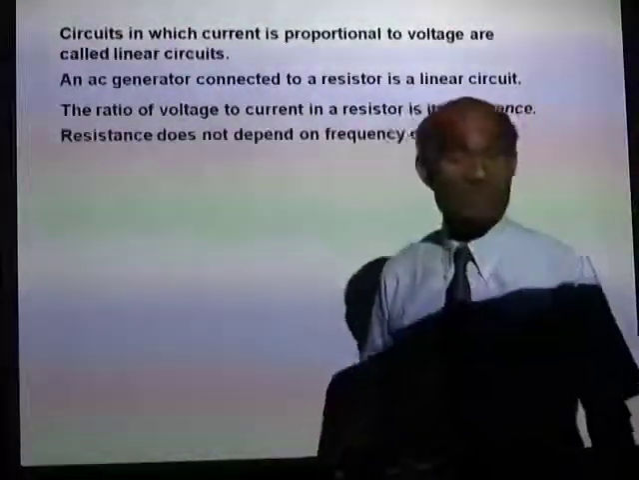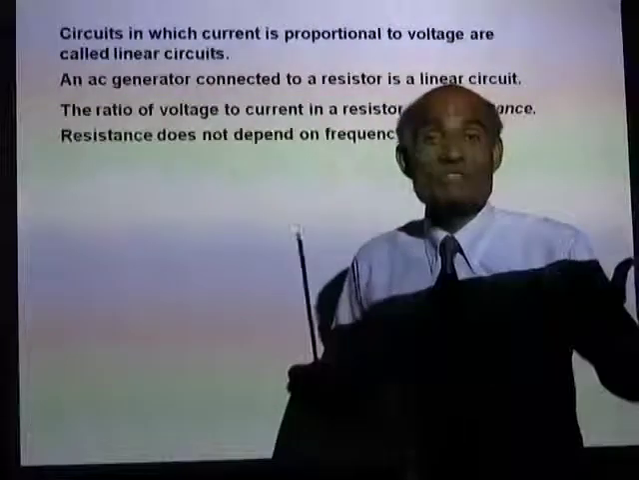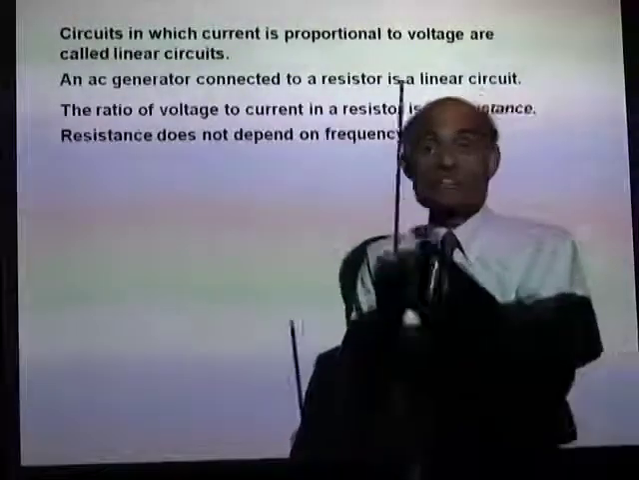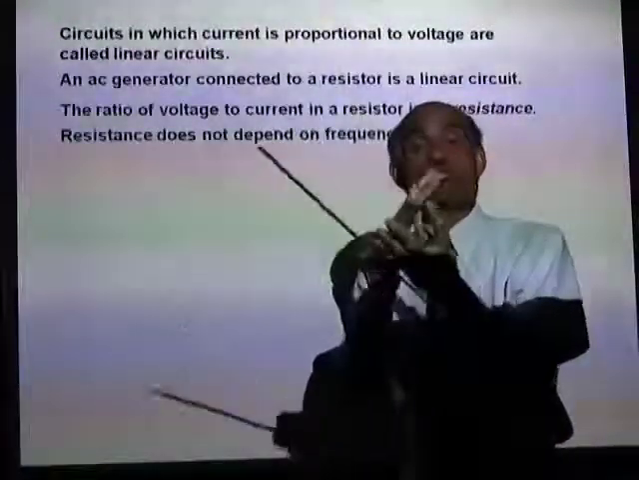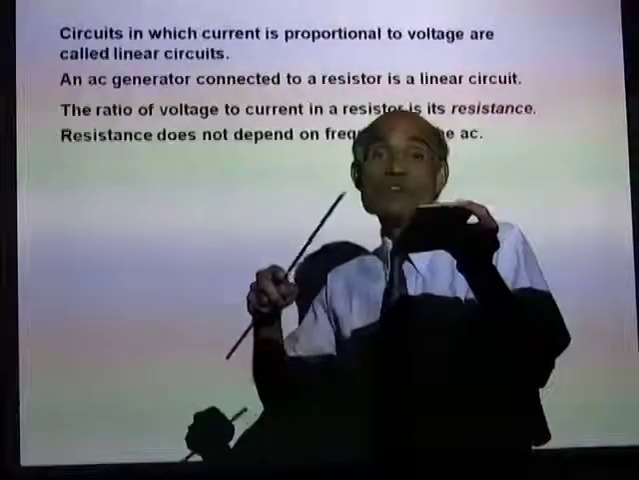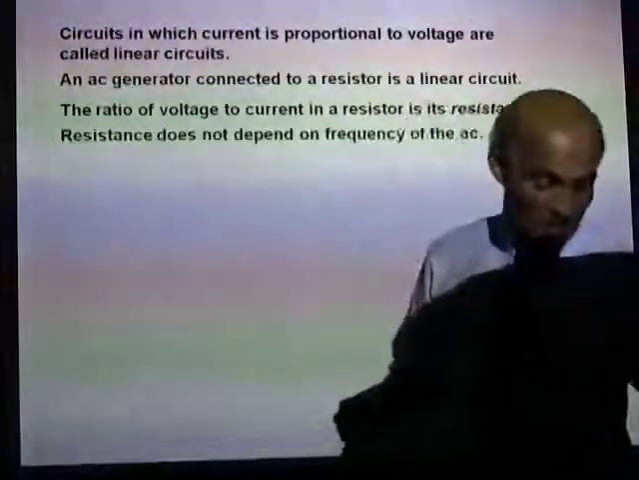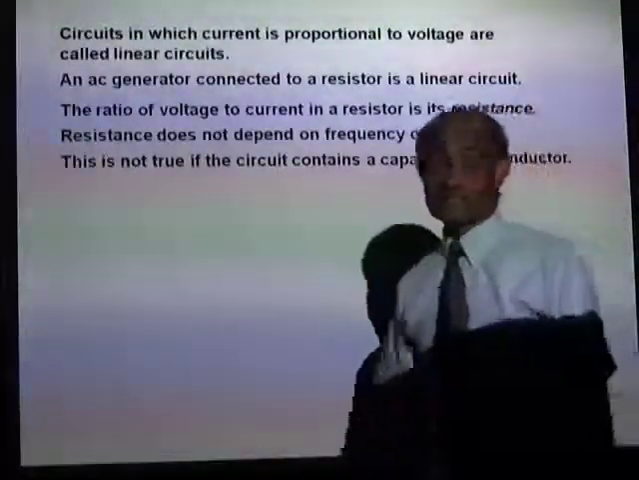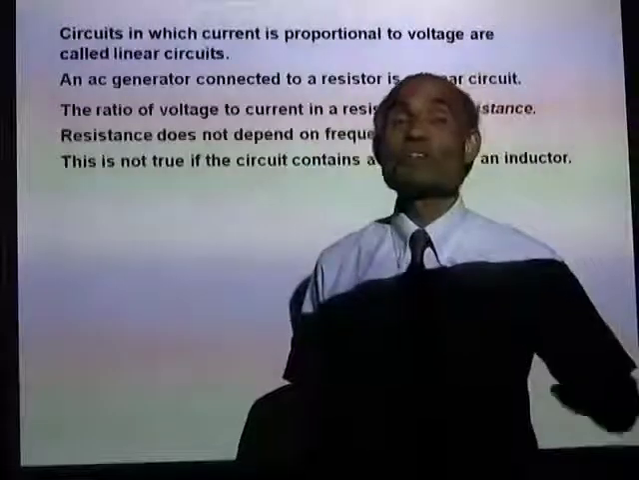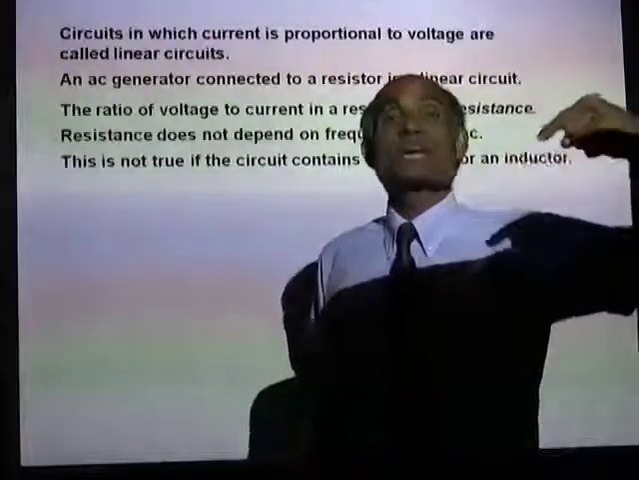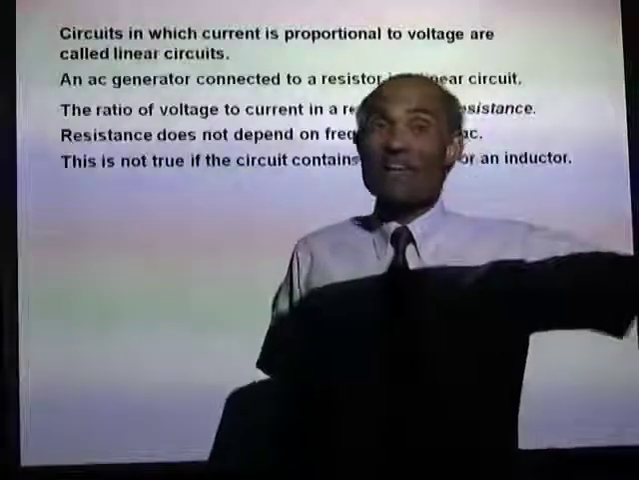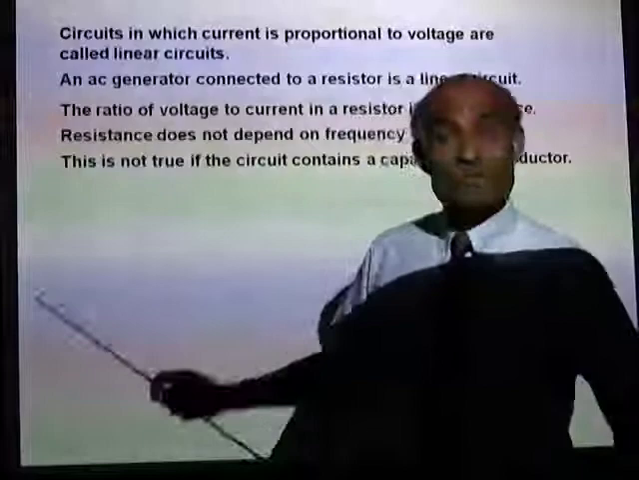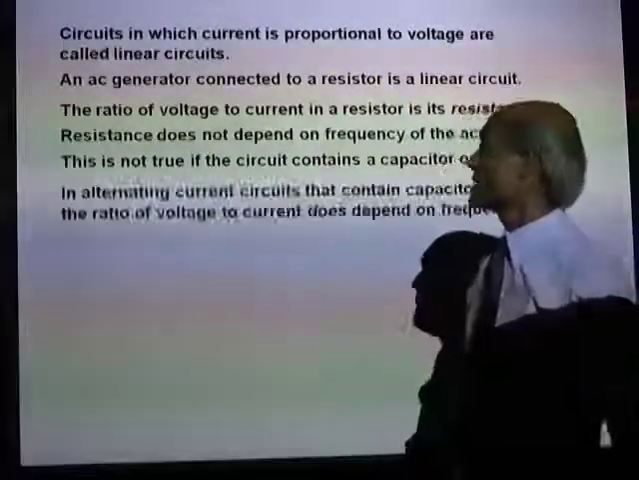Now, in the case of a resistor, the resistance does not depend on the frequency. In other words, the resistance of a conductor does not depend on how fast the coil rotates to generate that AC. It is independent of the frequency. But this is not true when you consider AC that passes through a capacitor or an inductor. What is an inductor? We talked about it in the last class. Well, we will be looking at that in detail in this lesson.